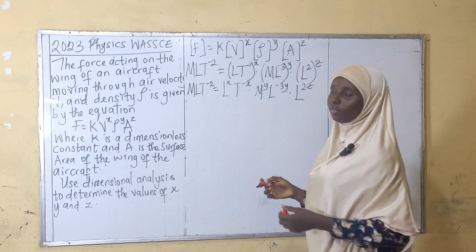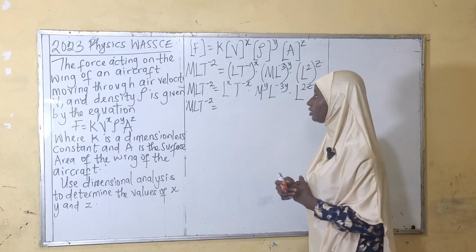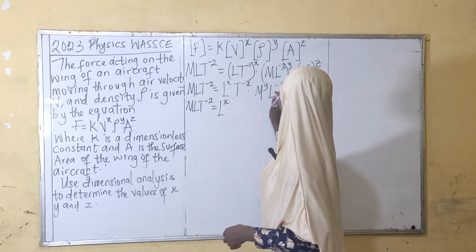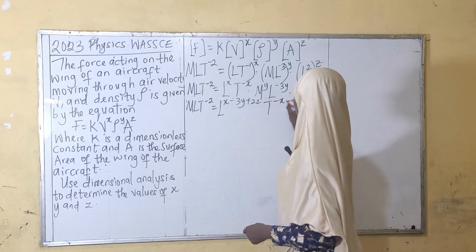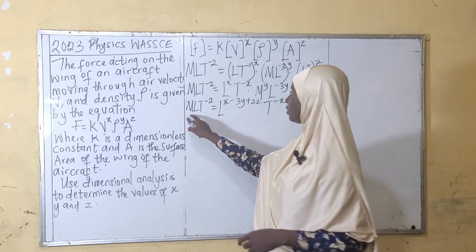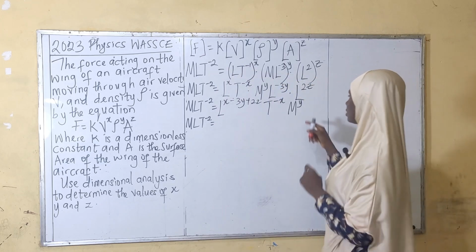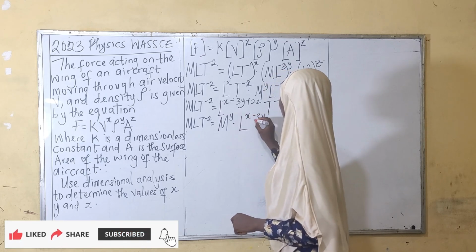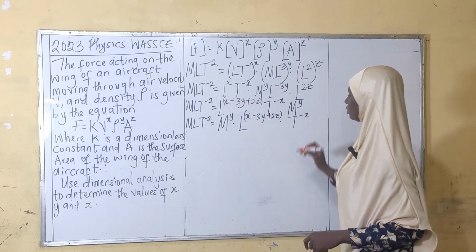Alright, so the next thing, from the law of indices, let's rewrite this. I have L, L, and L here. That means I can merge them together. So I have L raised to the power of x minus 3y plus 2z. Then the next one I have here is T raised to the power of minus x, then M raised to the power of y. So for clarity, since I have M, L, and T here, I can rewrite this MLT^-2 in terms of M, L, and T. So my M will be coming here, M^y, L^(x - 3y + 2z), and T^-x.